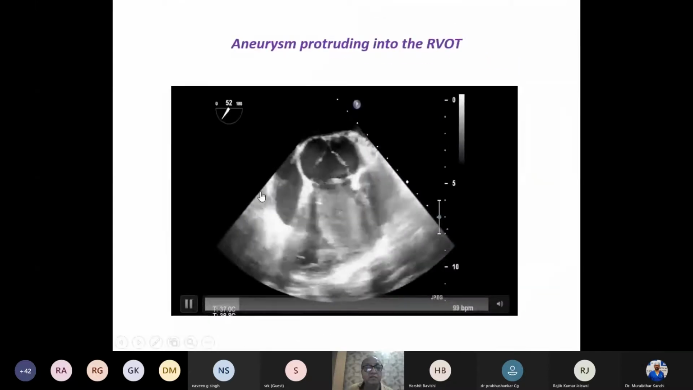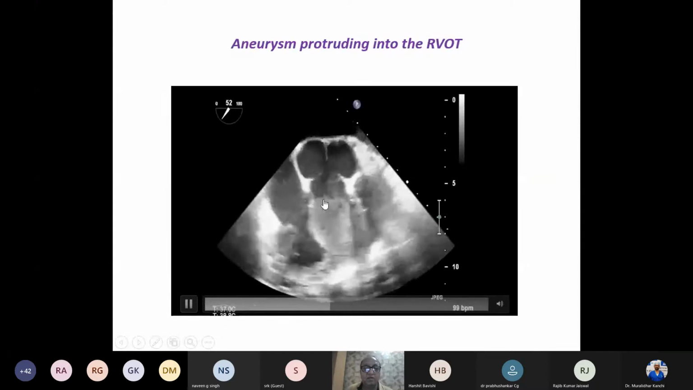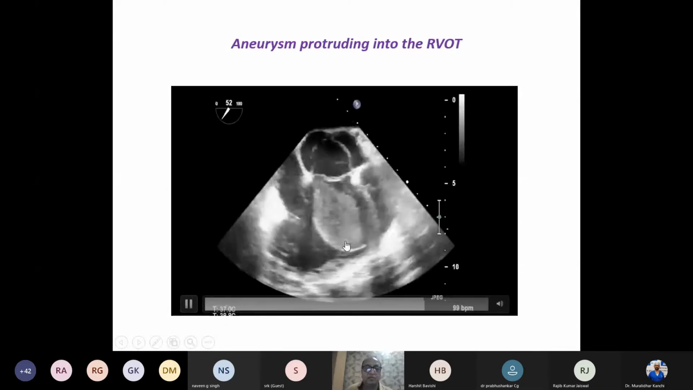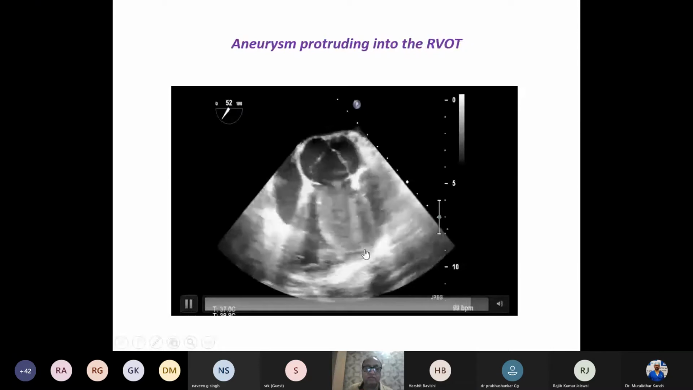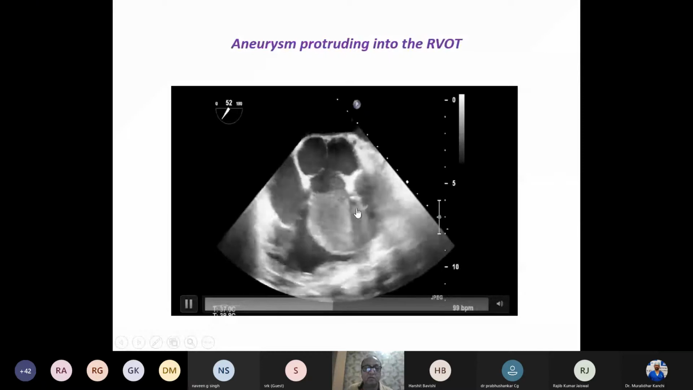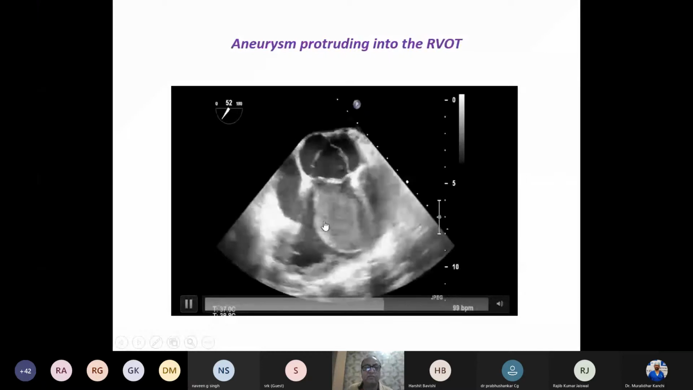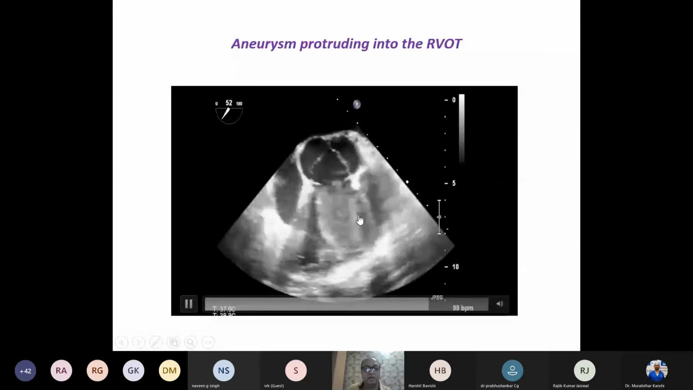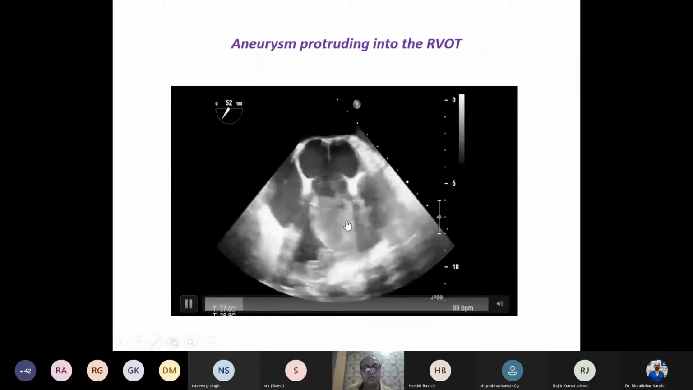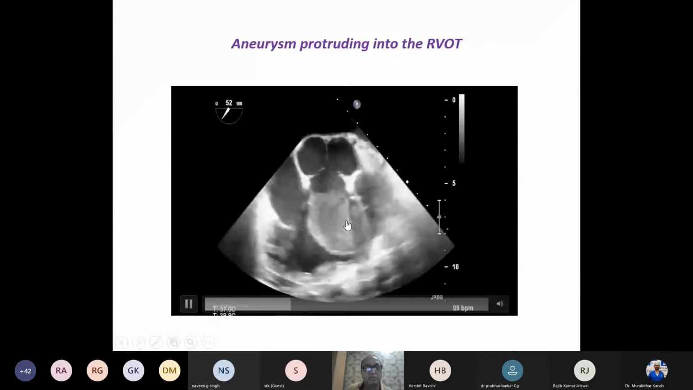Now here, if you see the mid-esophageal RV inflow-outflow view, the right coronary cusp, there is outpouching of the sinus of the right coronary cusp. If you can see, it is protruding into the RVOT and causing an obstruction in the right ventricular outflow tract. And you can see the spontaneous echo contrast in this outpouching, in this aneurysmal portion of the ascending aorta.